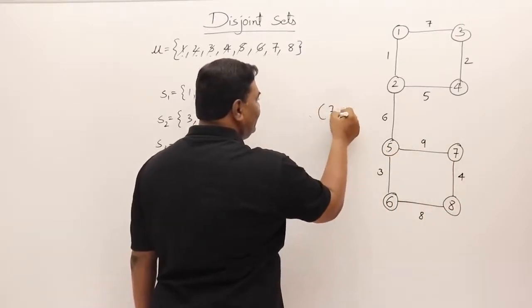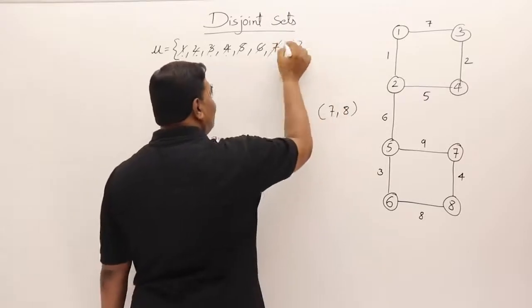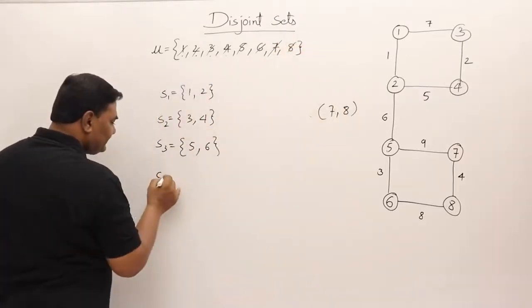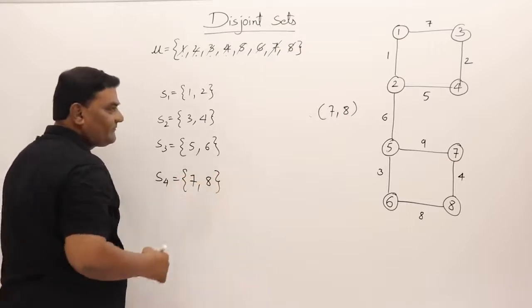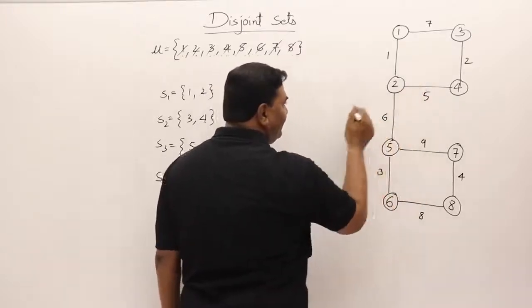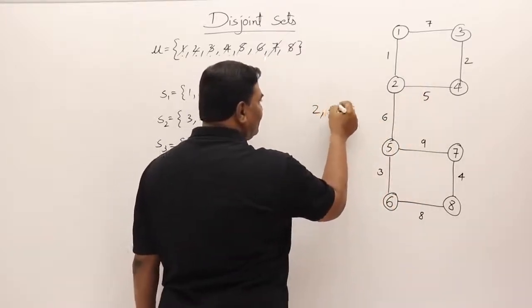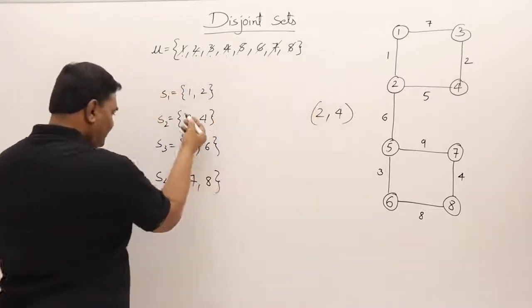Take 7 and 8 and find 7, it is here. Find 8, it is here. They are in the universal set. Form a set for them, that is 7 and 8. Now the next edge after the fourth edge, this is the fifth edge, that is 2, 4. You can see that all these vertices are removed from the universal set, they are in different sets now.